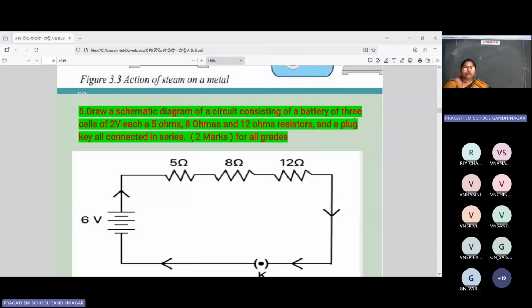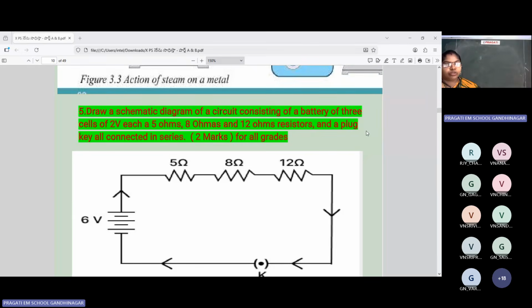Here, if we observe the pre-final and grand test papers, the question from electricity is like this: Draw a schematic diagram of a circuit consisting of a battery of 3 cells of 2 volts each, 5 ohm, 8 ohm and 12 ohm resistors and a plug key, all connected in series. It is a 2 marks question. He is giving the information.